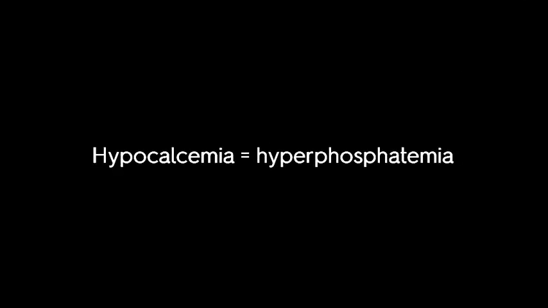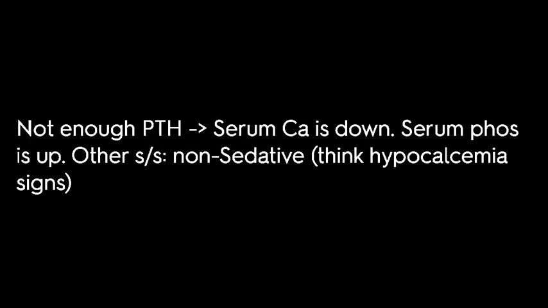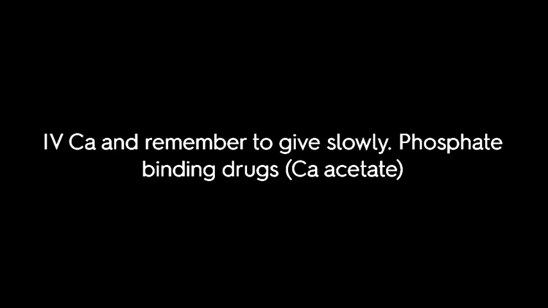Hypoparathyroidism equals hypocalcemia equals hyperphosphatemia. What are the signs and symptoms of hypoparathyroidism? Not enough PTH, serum calcium is down, serum phosphorus is up. Other signs and symptoms: non-sedative. Treatment for hypoparathyroidism: IV calcium, and remember to give it slowly. Phosphate binding drugs.